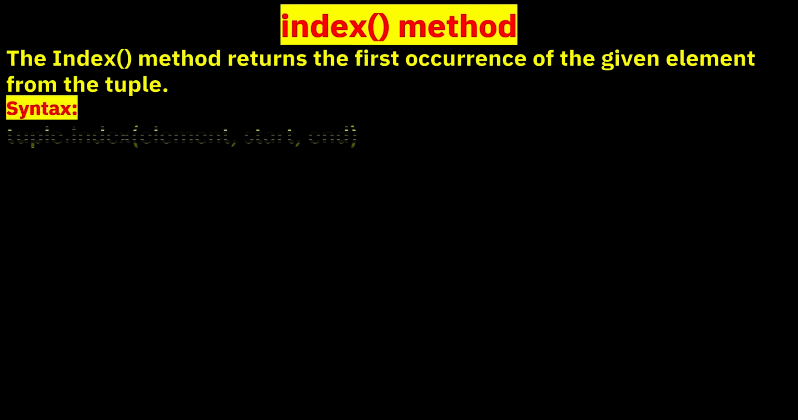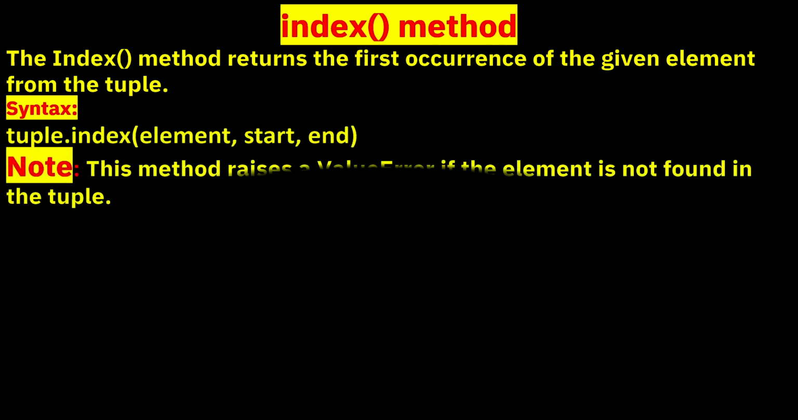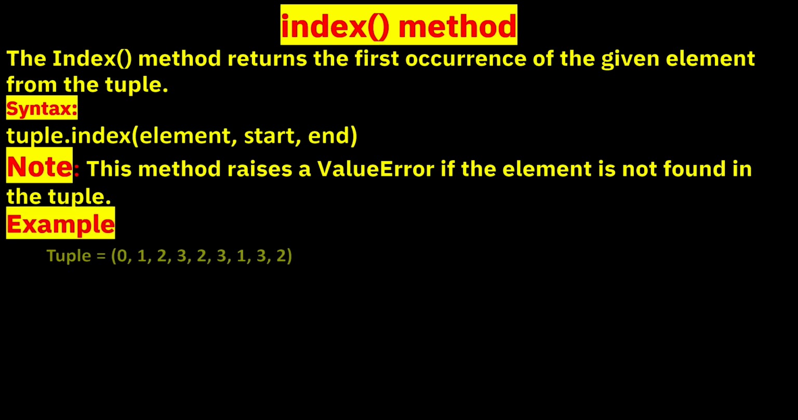Syntax. tuple.index(element, start, end). Note, this method raises a ValueError if the element is not found in the tuple.